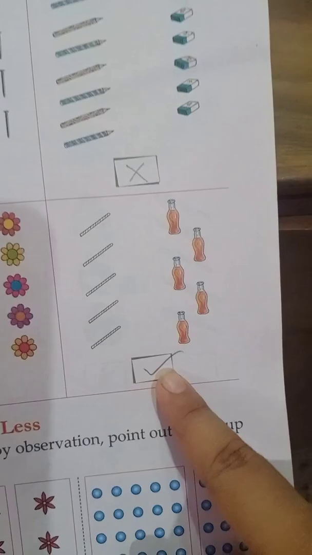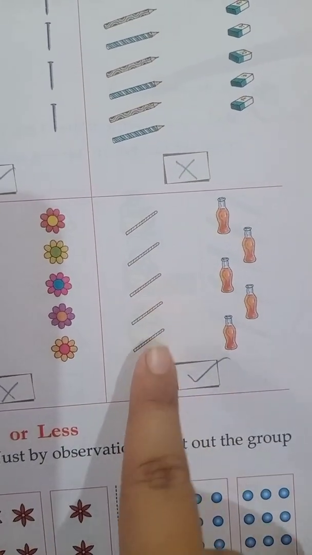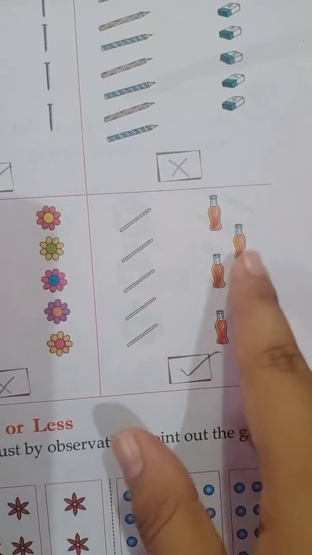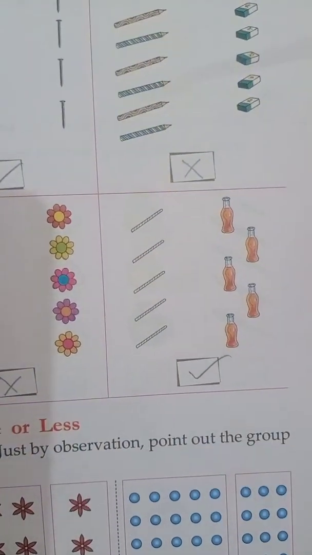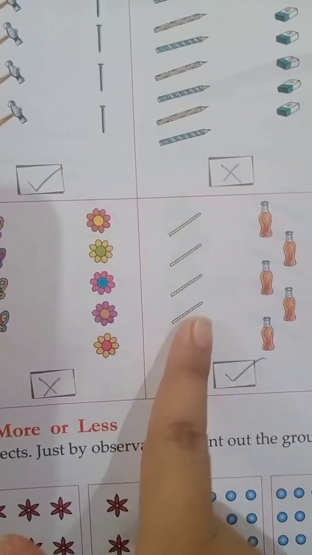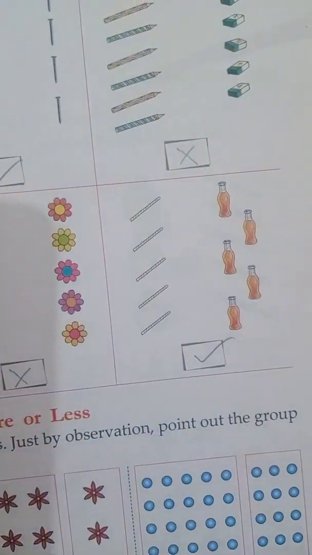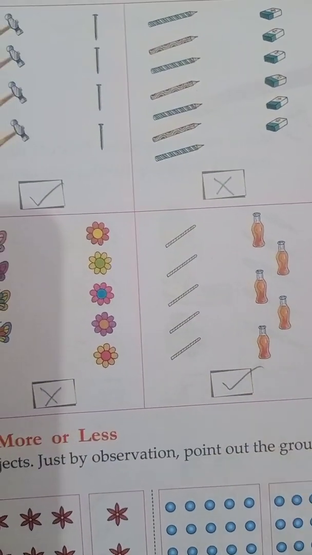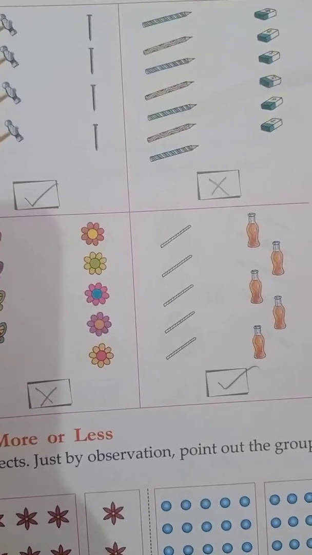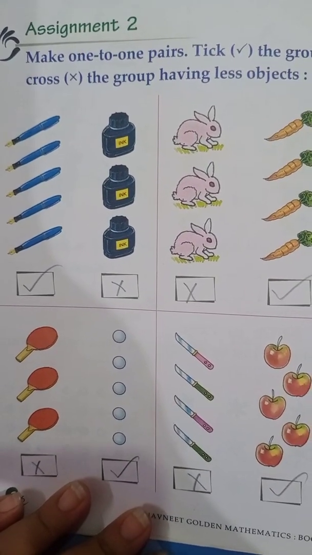And the last example goes like 1, 2, 3, 4, 5. 1, 2, 3, 4, 5. So these are some candy sticks, and these are some cold drinks. So 5, 5. It's equal. We'll put a tick on it. Clear? Now we will move on to the more and less part.